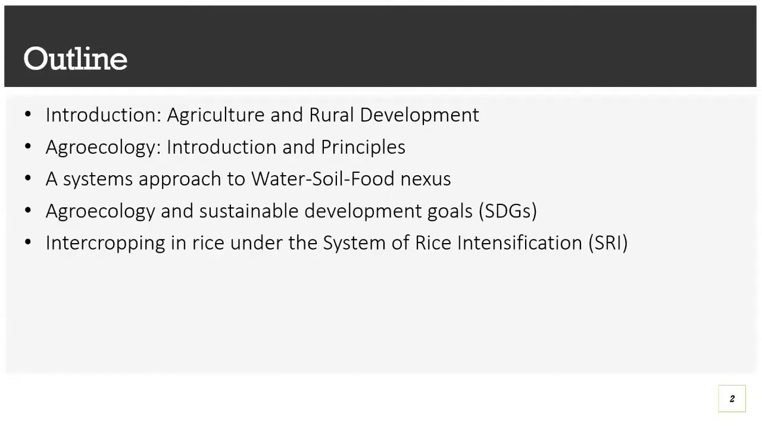Basically, we'll start with linking agriculture and rural development. Then we will introduce agroecology as a sustainable pathway for achieving sustainability in agriculture and sustainability in rural development. Then we will briefly talk about the systems approach in this regard, which is about the water, soil, food nexus, how these three areas of research connect with each other. Then we'll talk about how agroecology or agroecological approaches can lead to the attainment of sustainable development goals. And finally, we'll talk about my research, which was about intercropping in rice under the system of rice intensification.